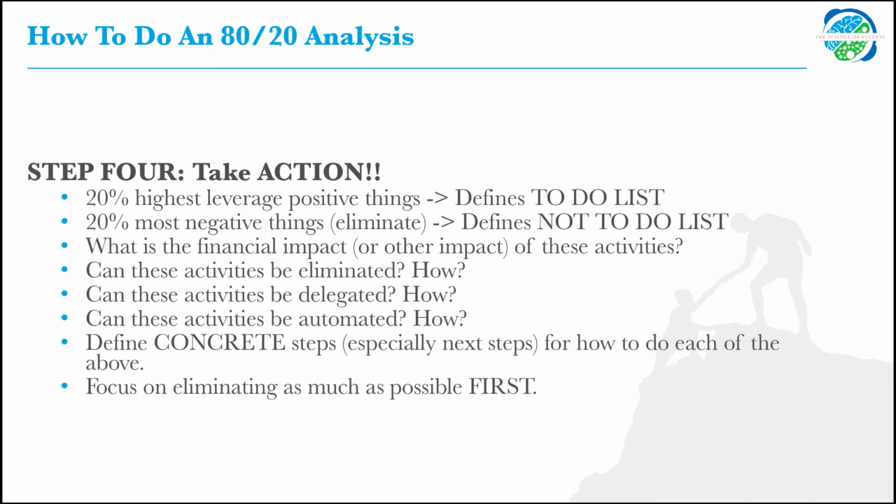Even if you can only delegate, automate, or eliminate a few of the things on your not-to-do list, that can create a tremendous amount of time savings for you. Often several hours per week of time saved by delegating, automating, or just not doing and eliminating the things that create negative results in your life. And the key is that you have to define concrete next steps for how you're going to do these things. Concrete action steps that go on your to-do list that you actually execute so that you can take action on the positive things and so that you can remove the negative things.